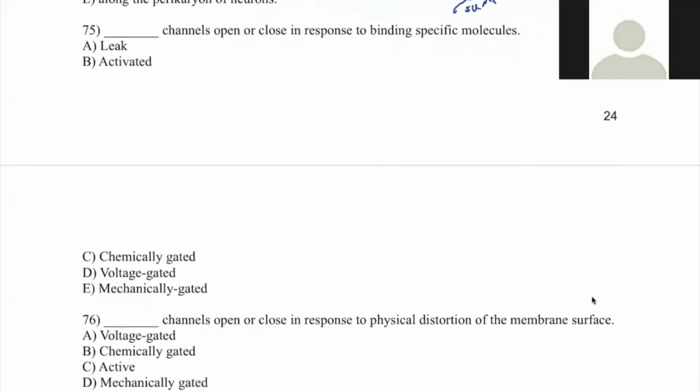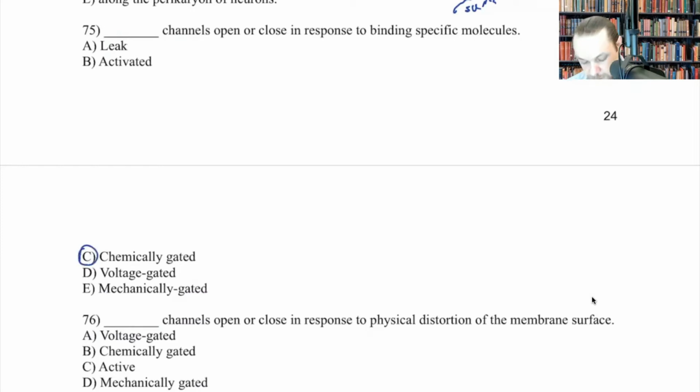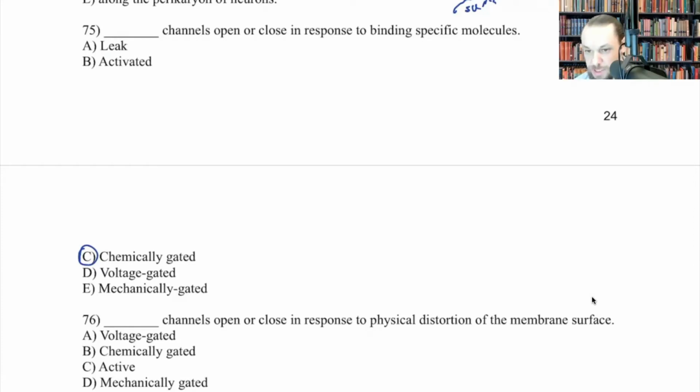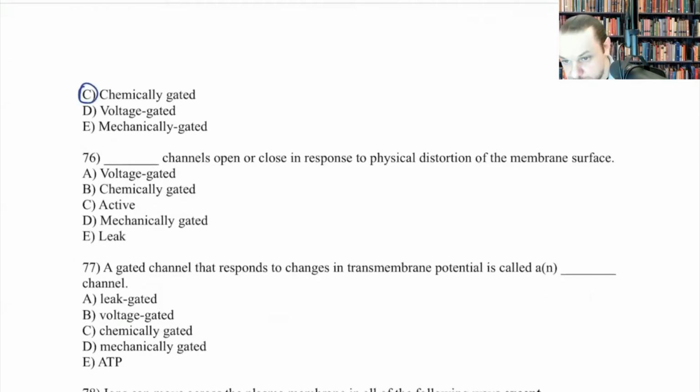Blank channels are channels that open or close in response to binding specific molecules. Chemical gated. Chemical gated is correct, right? So they're chemically gated. Here there could be sodium channels, right? So here the channels respond to specific molecules, they are chemically gated. That is correct.